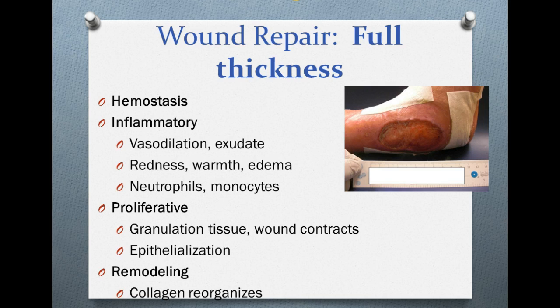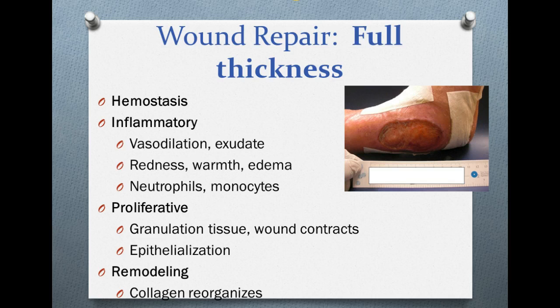Hemostasis phase is when blood vessels constrict, clotting factors activate, and the coagulation pathways stop the bleeding and form a blood clot. The inflammatory phase consists of vasodilation, which causes edema, erythema, and exudate. Leukocytes and macrophages arrive and begin cellular cleanup, promoting a clean wound bed.